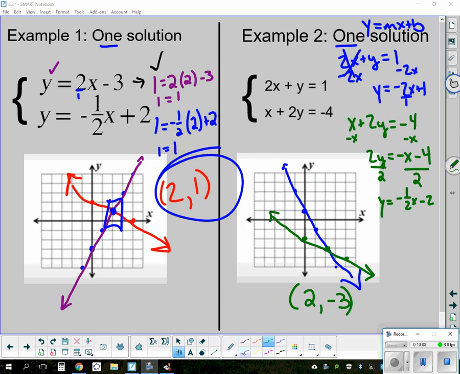Okay, hopefully you've done this problem on your own. Hopefully you got 2, -3. If not, let's go through it real quick. You would subtract x on both sides. We're trying to get y by itself. And then you would want it in the order -x minus 4.